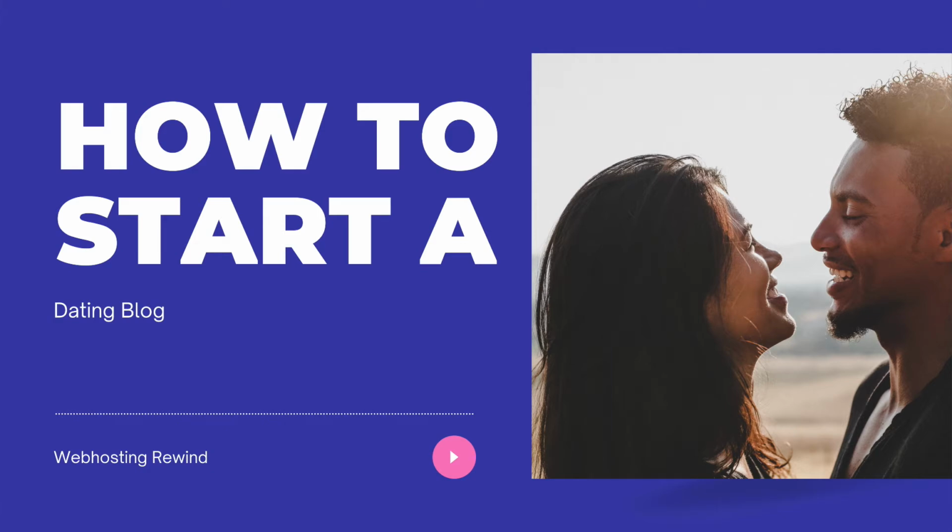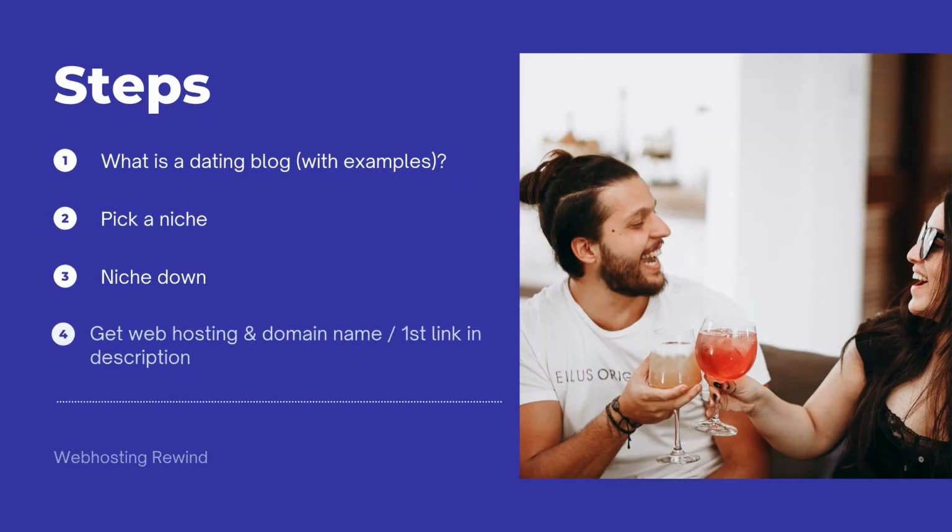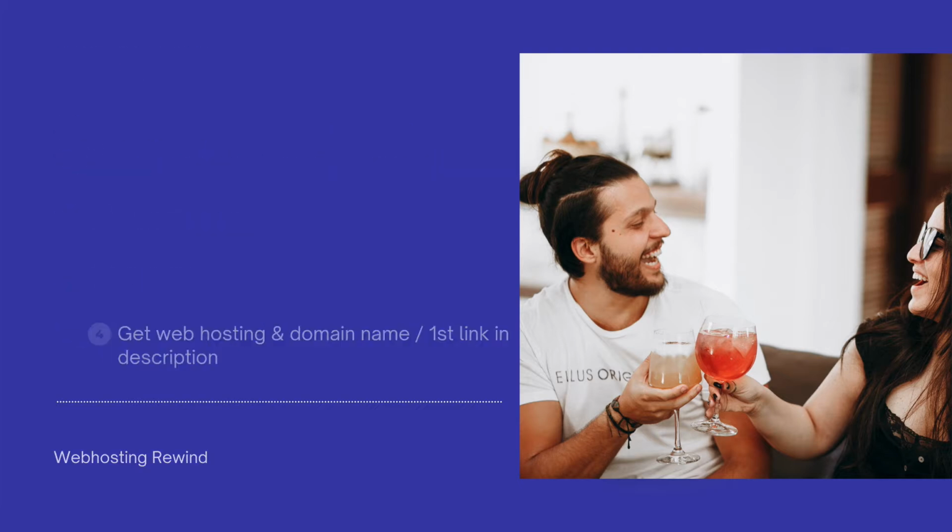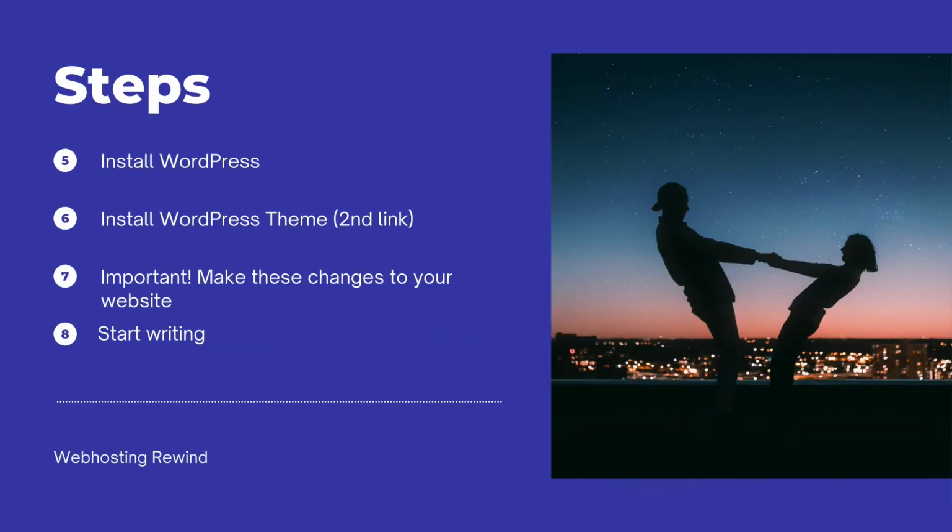Today I'm going to show you step by step how to start a dating blog. So basically what we are going to cover today is what exactly is a dating blog, how to pick a niche and niche down. Next, we are going to talk about something called web hosting, why you need it so that people can actually see your blog post. After that, we are going to install WordPress. We are going to install both a free and premium WordPress theme and important changes you need to make to your website so that you can start getting traffic.